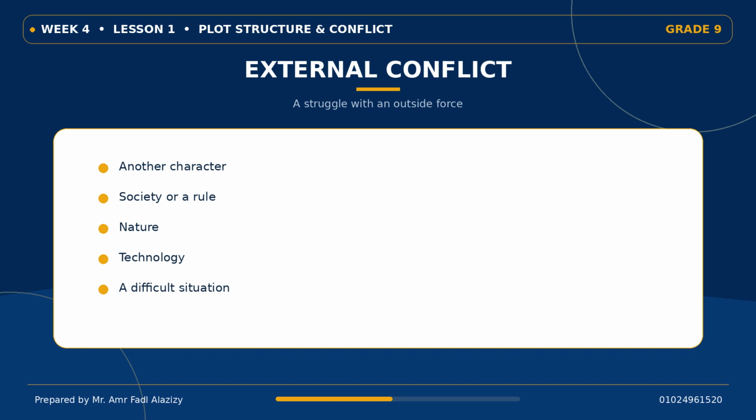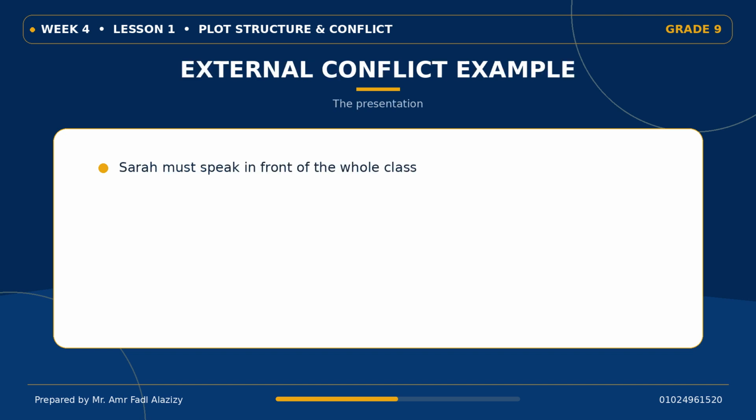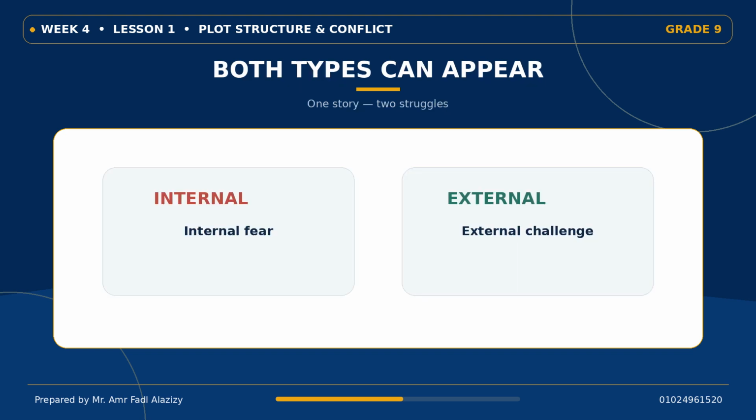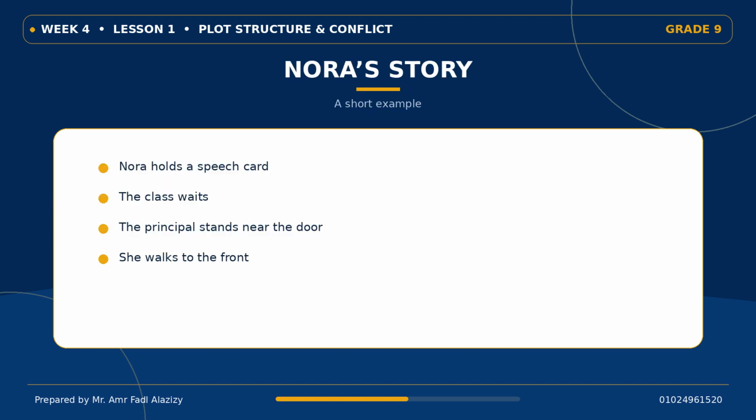External conflict happens between the character and an outside force. The outside force may be another character, a rule or society, nature, technology, or a difficult situation. For example, Sarah must give a presentation in front of the whole class. This is an external challenge. The presentation is a situation she must face. A story can include both internal and external conflict at the same time.